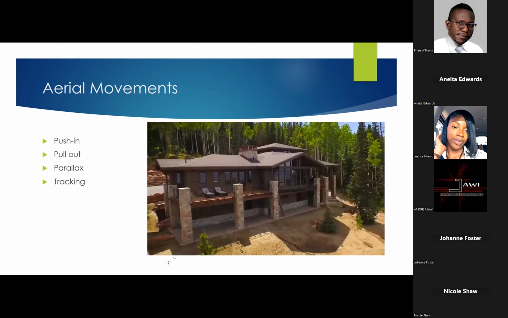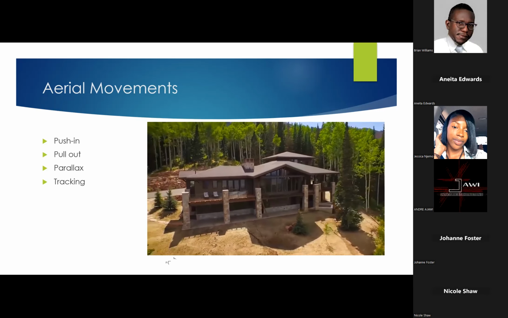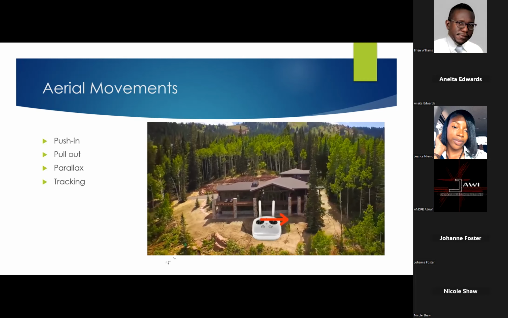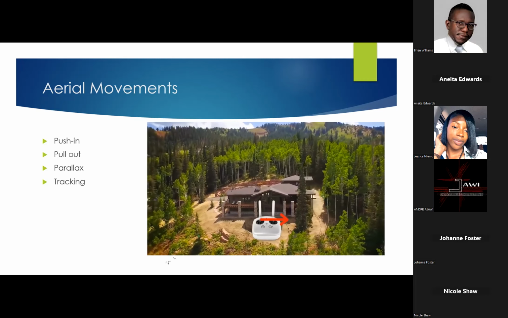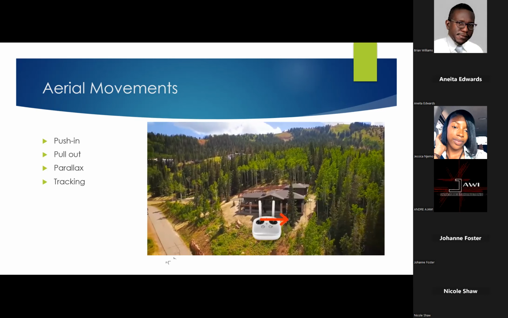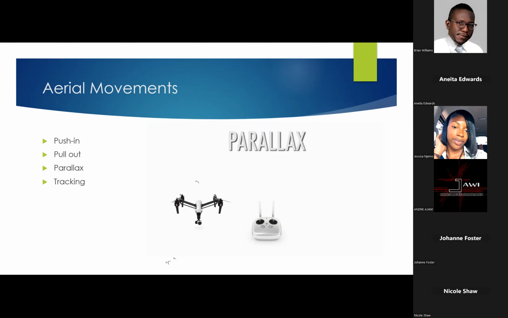Here's a pullout with a left to right move, and as the camera operator I have to keep one consistent move of panning the camera to the right to keep the house in frame. And the key to making these shots look smooth is having a drone pilot who's flying smooth and a camera operator who's operating smooth. The third move is the parallax.